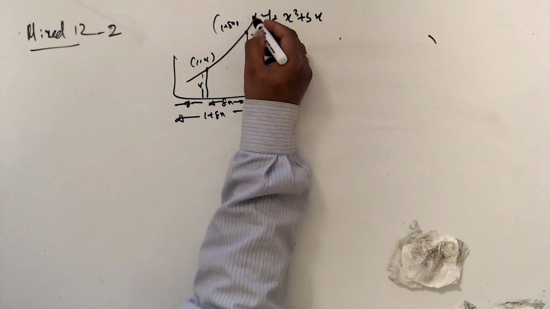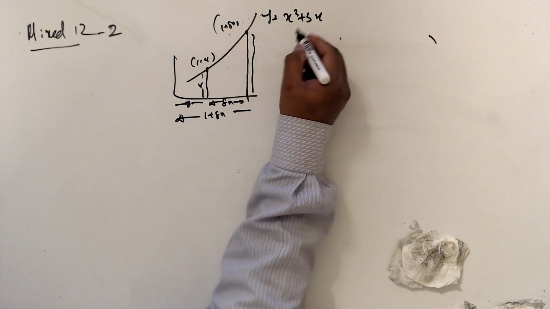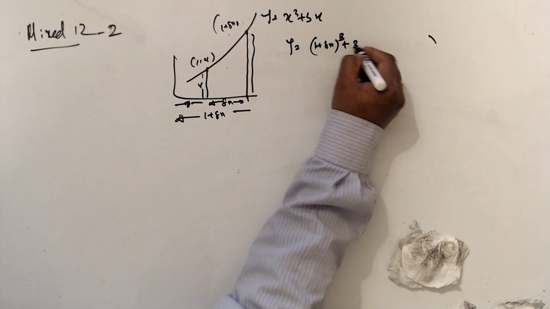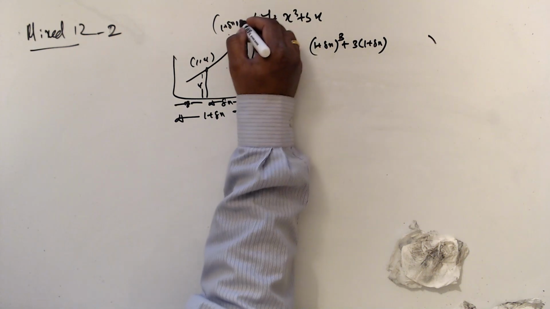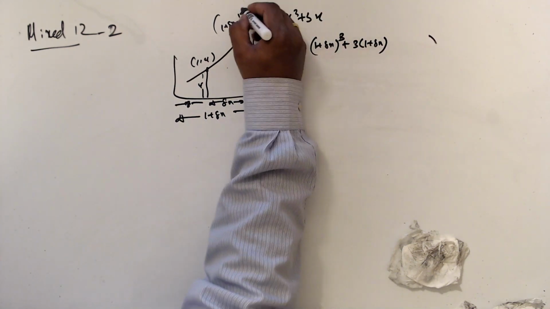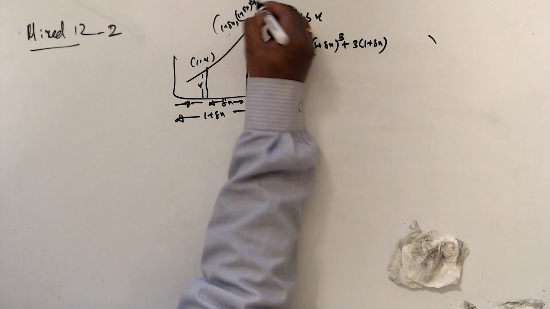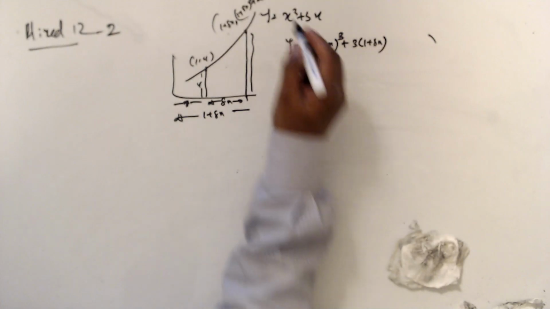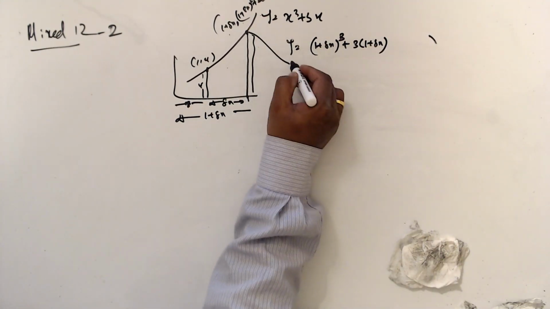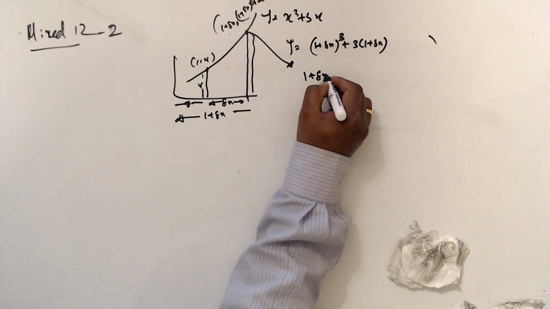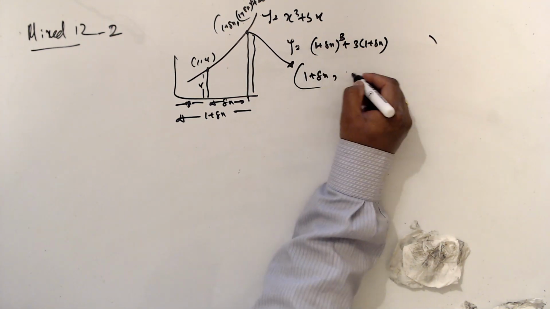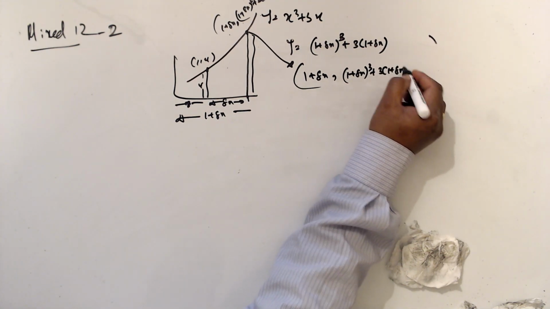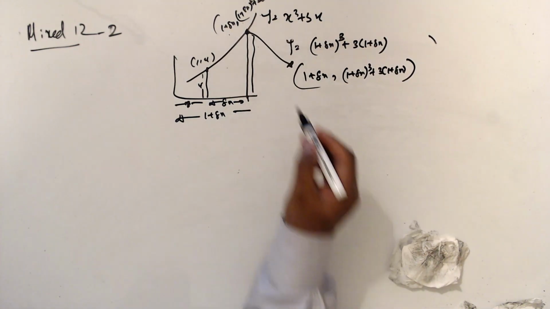How do you find the y value? That is the height. You have to substitute here. So y equals (1 plus delta x) cubed plus 3 times (1 plus delta x). So that is the y value. I will rewrite this coordinate here: the x value is 1 plus delta x, and the y value is this one.